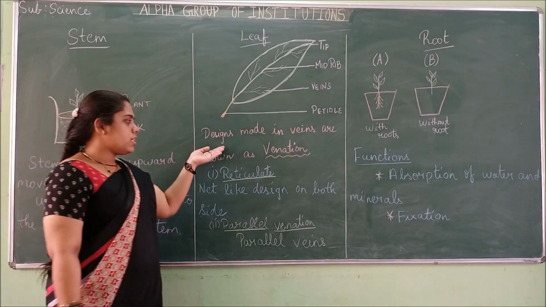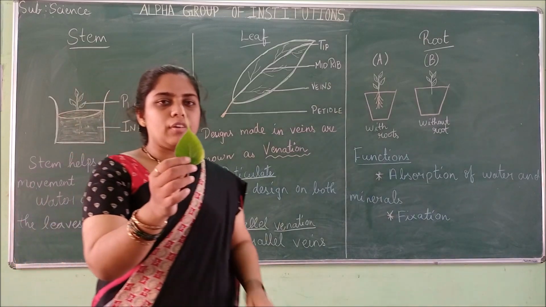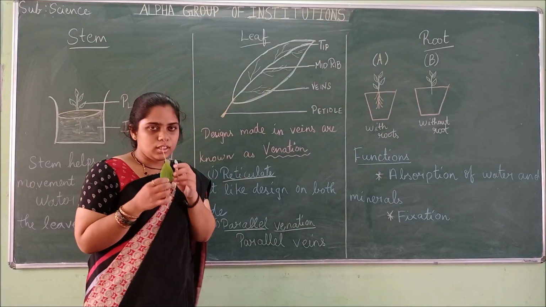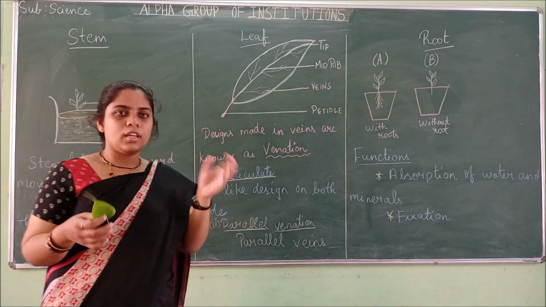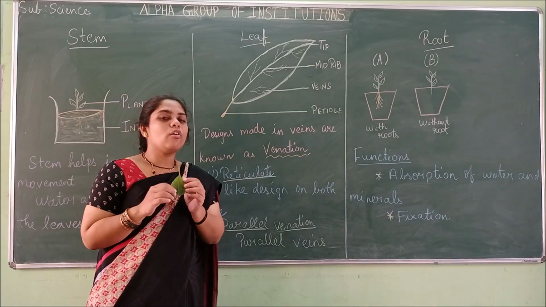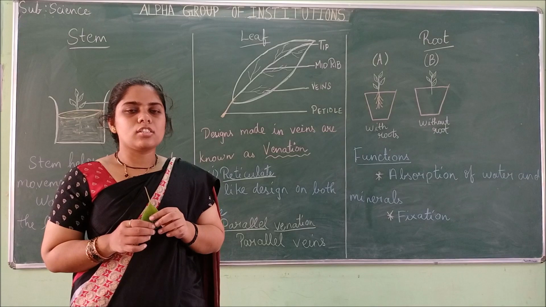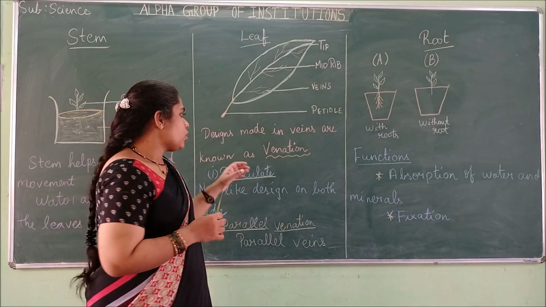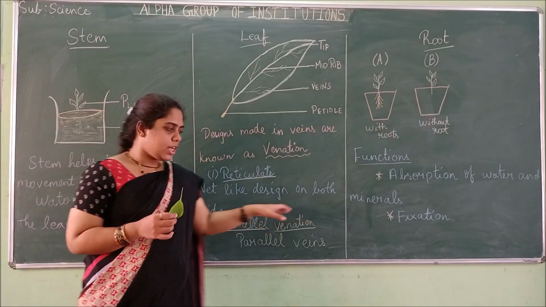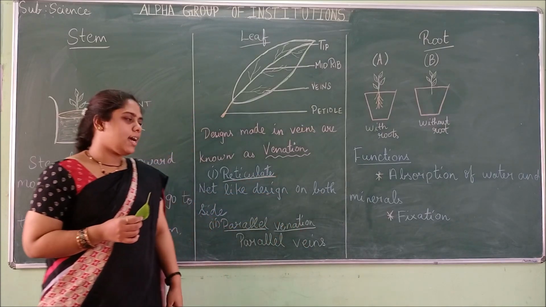In the leaf itself you can find certain patterns in the veins. In each leaf and each plant, the designs will vary. That designing of veins is called venation. This venation has two types: reticulate venation and parallel venation.